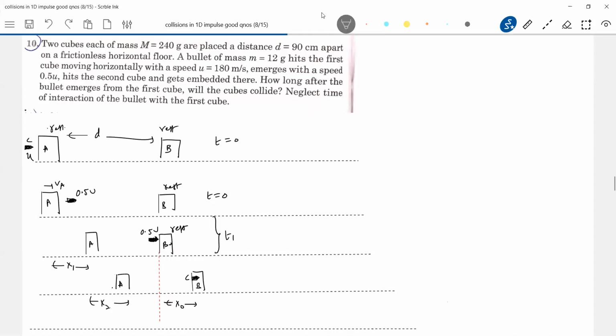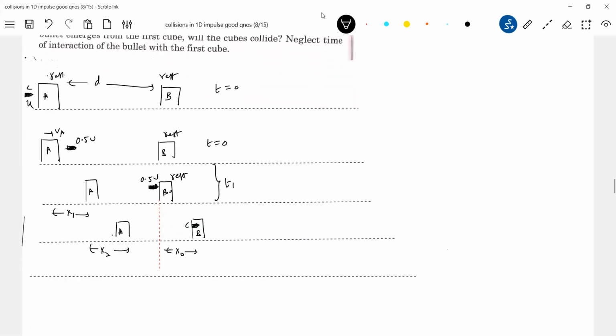So this was the sequence that took place here. Now what will happen after this? Block A was having a velocity vA, and the bullet with block B has a resultant velocity, say vB. Now the velocity of A will be greater than that of B. It will go and collide, and finally both will be at this particular point.